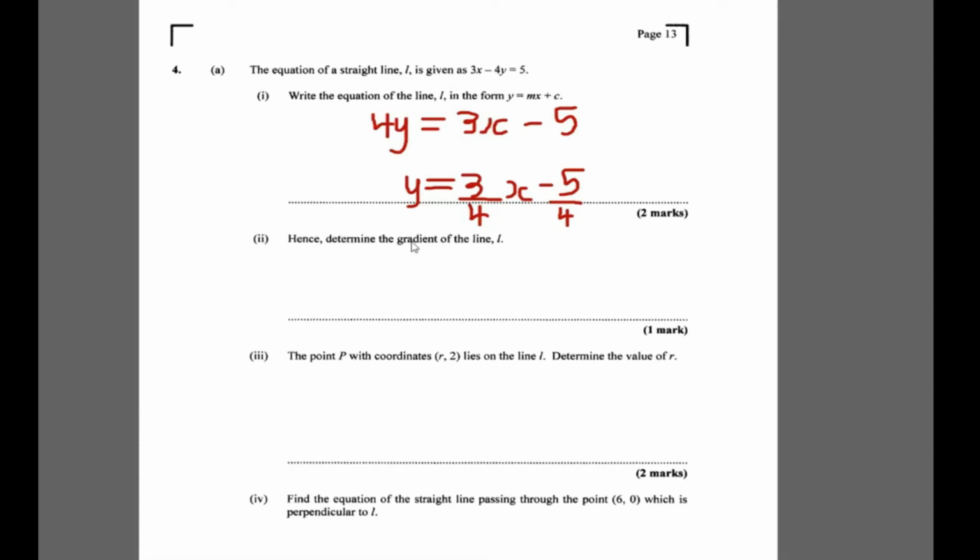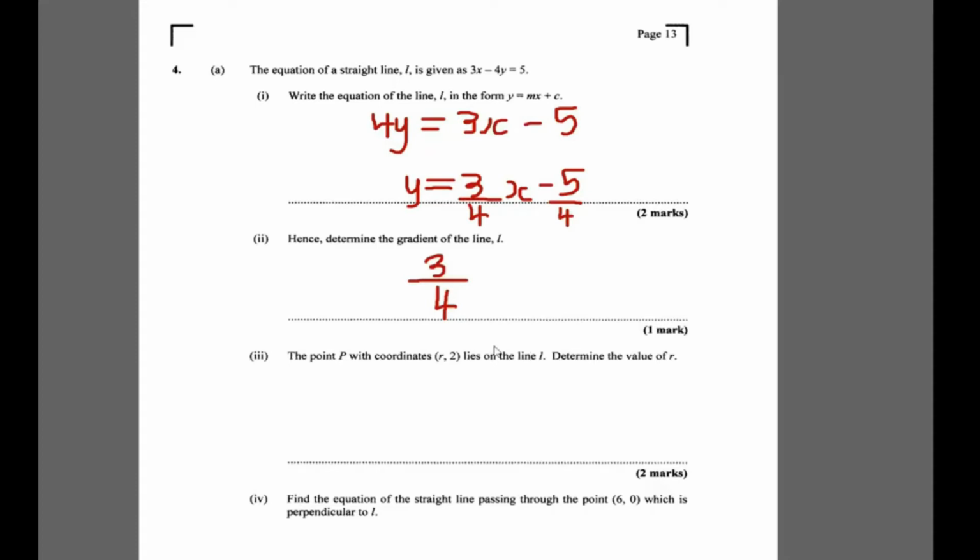Then it says determine the gradient of the line. The gradient of the line is 3 over 4. That's the gradient of the line. All right. It says now the point P with coordinates R, 2 lies on the line L. Determine the value of R.